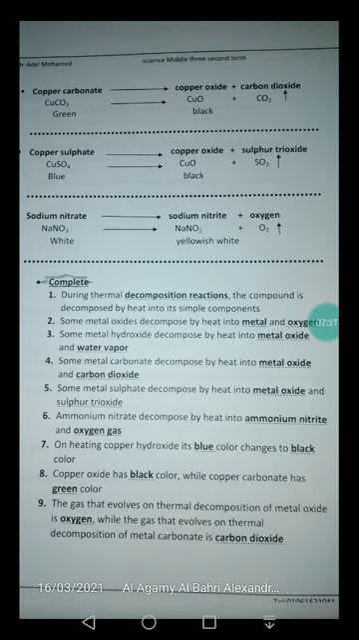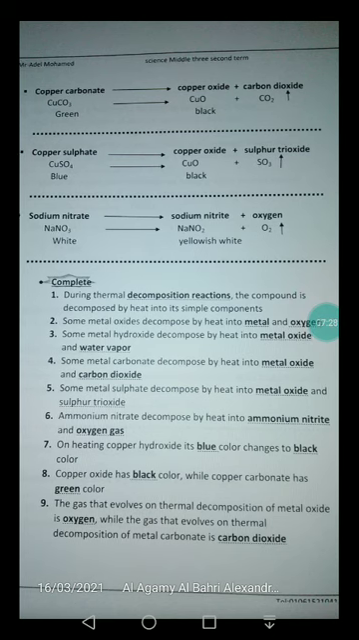Another one is copper sulfate, CuSO4, blue in color, which changes into copper oxide, black in color, and sulfur trioxide. Sulfur trioxide, this gas SO3, has the ability to dissolve in water, forming sulfuric acid, H2SO4. The last one is sodium nitrate, NaNO3, white in color, which decomposes by heat into sodium nitrite, NaNO2. Its color is yellowish white, and oxygen gas evolves.